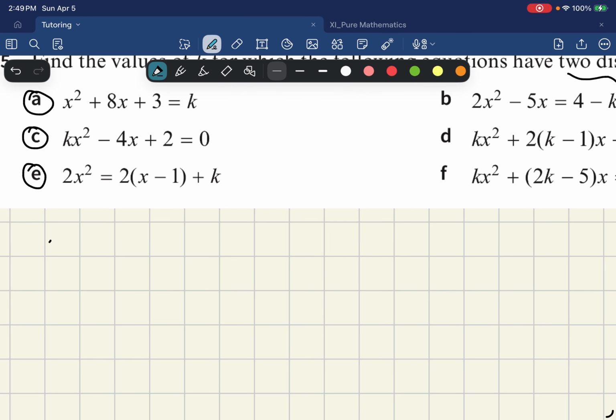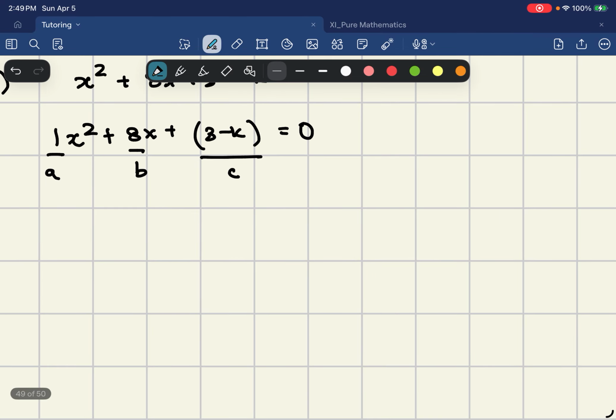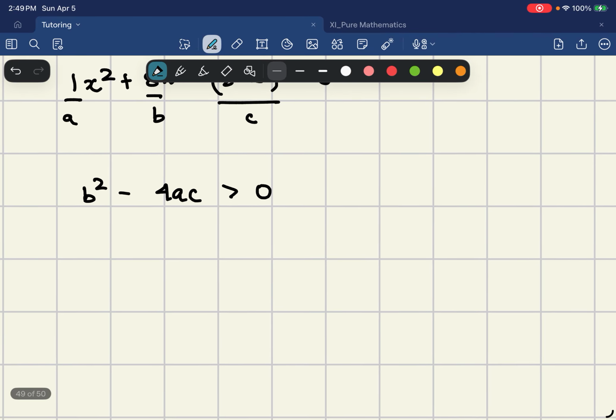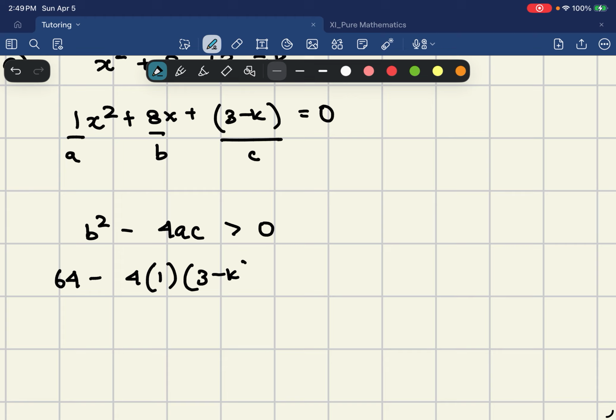So for A, we have x squared plus 8x plus 3 is equal to k. I want 0 on my right-hand side, so I bring everything to one side. Plus 3 minus k, that is my c. This is A, this is B, this is my c. So b squared minus 4ac has to be bigger than 0. So b squared, 8 squared is 64, minus 4, a is 1, c is 3 minus k.